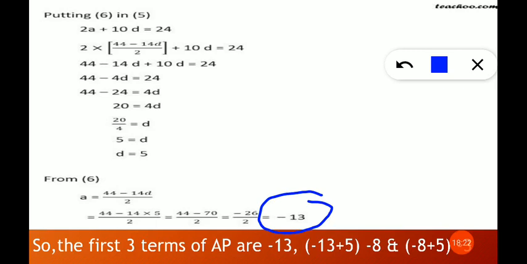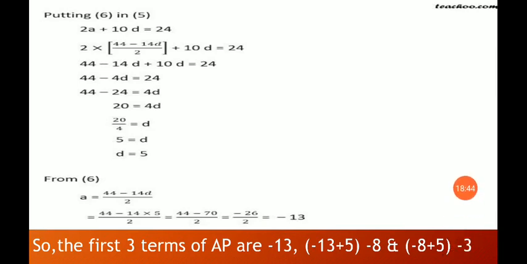So the first three terms of the AP will be minus 13. Okay, we have to find the first three terms, so minus 13. Next term will be minus 8, because minus 13 plus 5, and next will be minus 3, that is minus 8 plus 5. See, now it is visible, minus 3. So like this we can find out the first three terms of the AP.